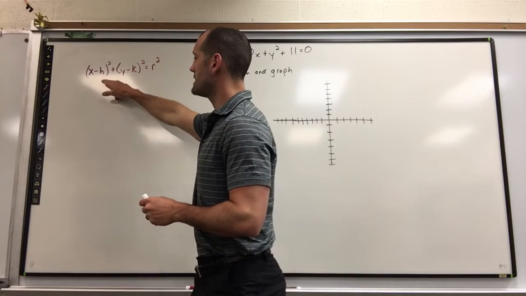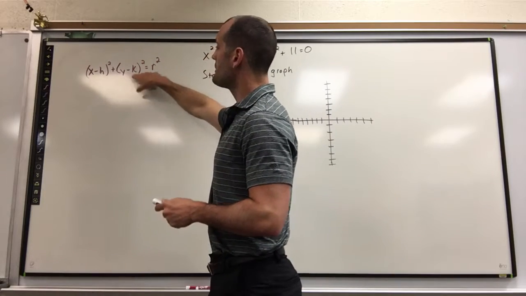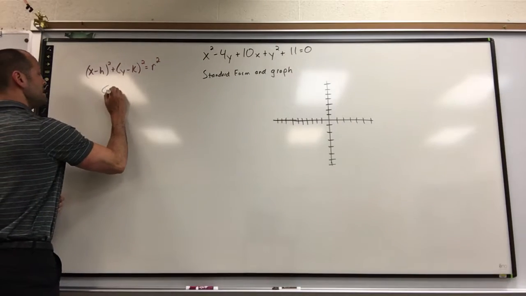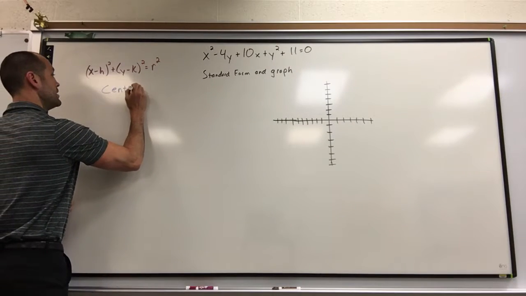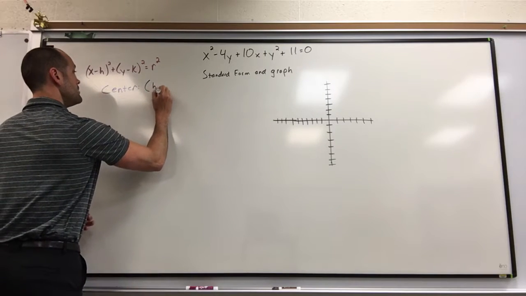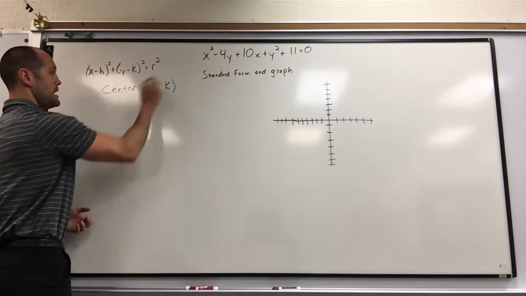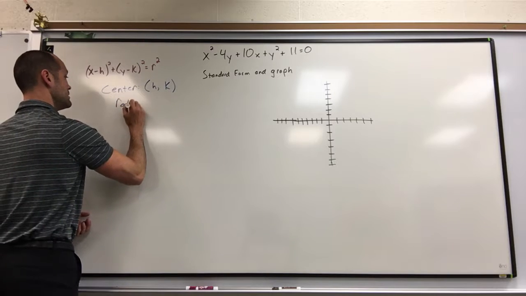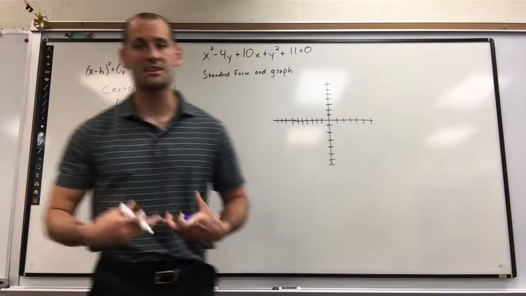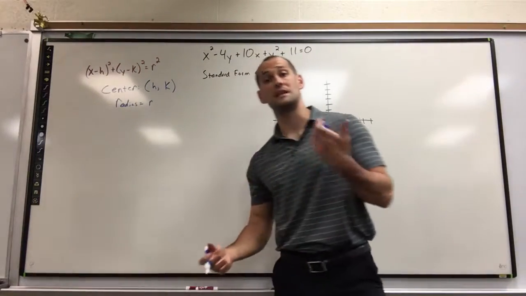So if we have x minus h quantity squared, y minus k quantity squared, and r squared. The reason we use this is my center of a circle, notice it's different, we don't have a vertex anymore, we have a center, is found by h comma k. And obviously my radius is just r. So that's the information I need to gather from my equation, and then I'm going to use that to graph.